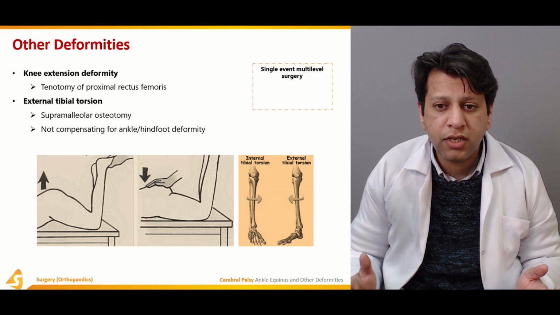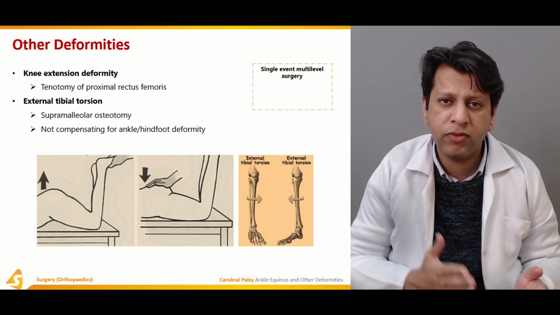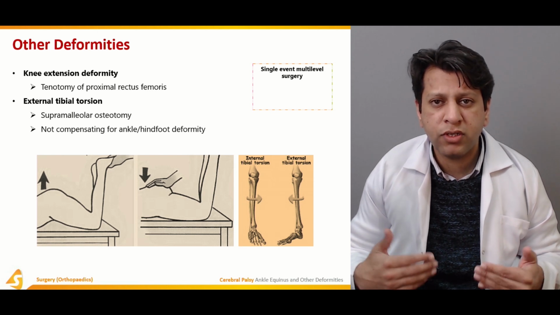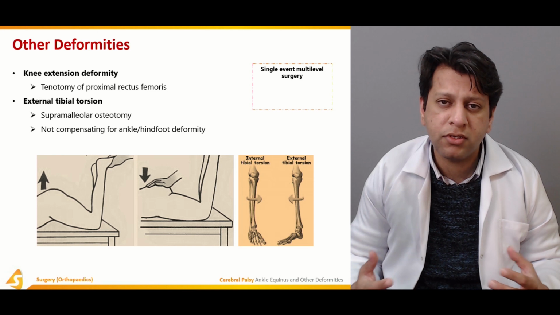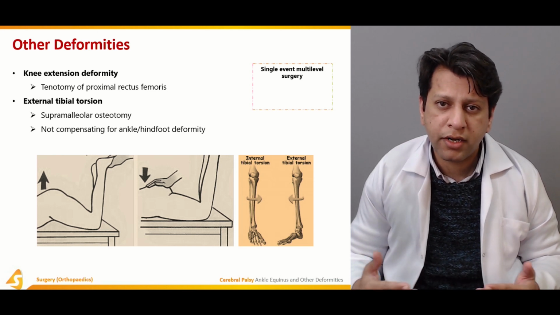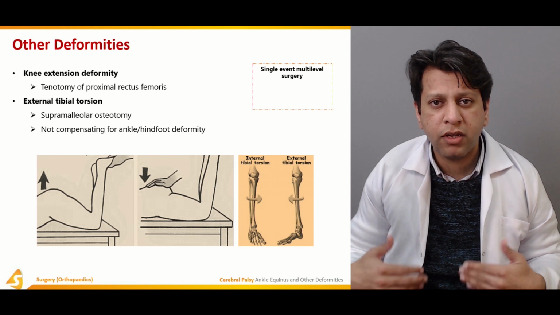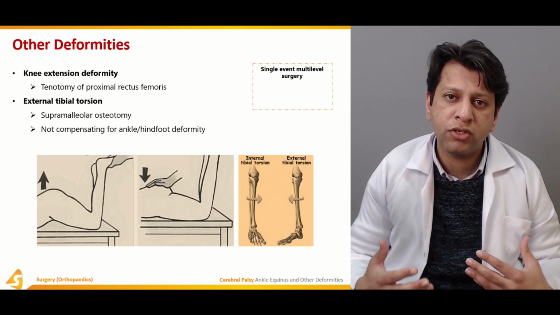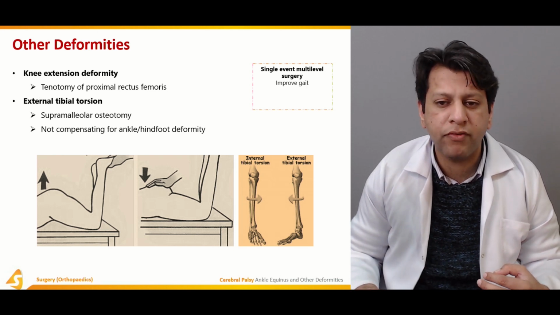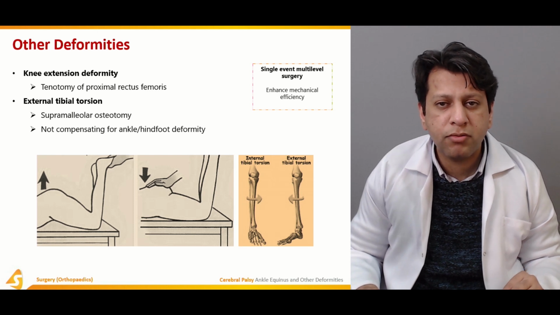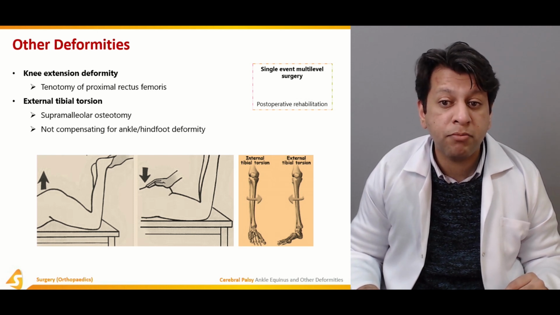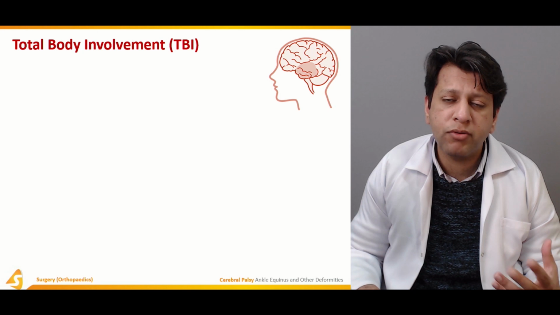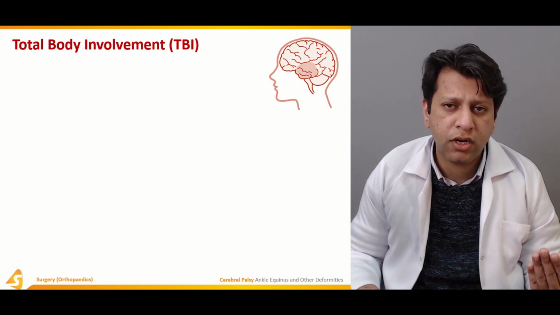Usually, a single event multi-level surgery is required, where we have to deal with the hip, knee, ankle, and spine at the same time. Sometimes some things can be corrected in one go, and then we can restart the physiotherapy and splintage so that some amount of gradual correction can be done later on in the post-operative period. All of this is done to enhance the mechanical efficiency of the limb so the child is able to actually walk properly.